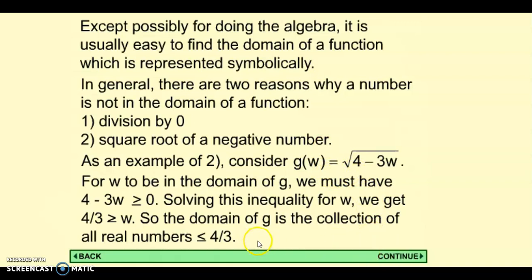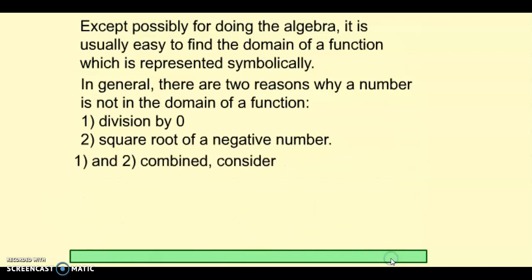So what is your domain? Your domain will be all real numbers less than or equal to 4 by 3. What if you are putting w as 4 by 3? Yes, it will be satisfying the condition. You won't be getting a negative sign under the radical. So you can take it as your input, or you can say that it can be your domain.